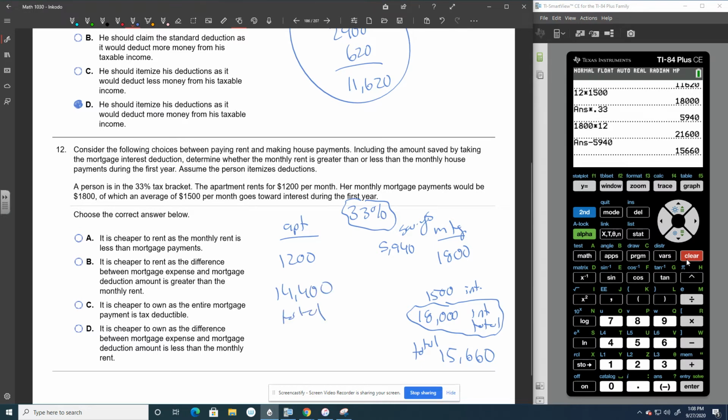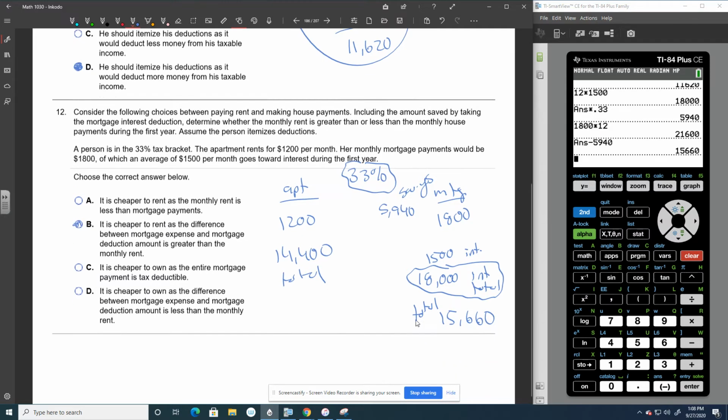So even though I'm getting this great big tax break, the apartment is still less of a payment than it is to mortgage. So it's still cheaper to rent because the difference between the mortgage and the deduction is greater than the monthly rent. So we're going to choose choice B for that one.